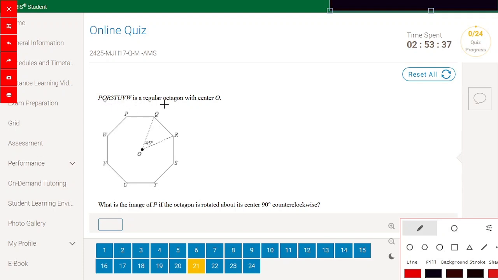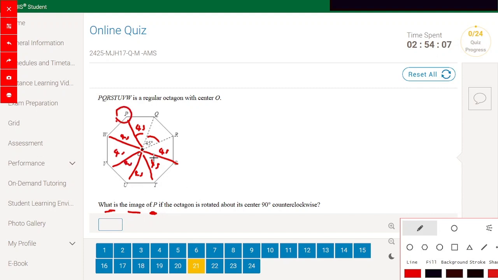PQRSTUVW is a regular octagon with the center O. I have this center O, and between each point the angle is 45, and even here it will be 45, 45, 45, and so on. Now, what is the image of B? I have this B, and here also will be 45, 45, 45, 45 degrees.